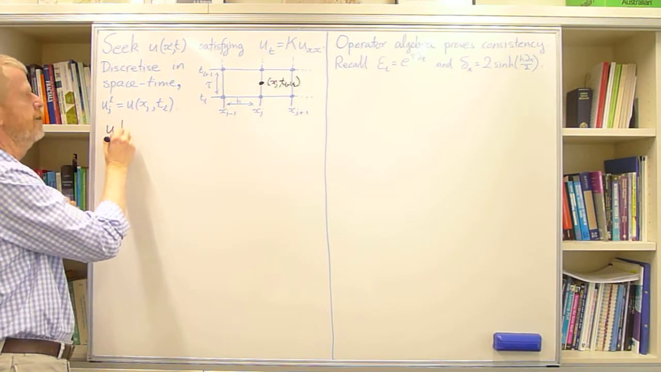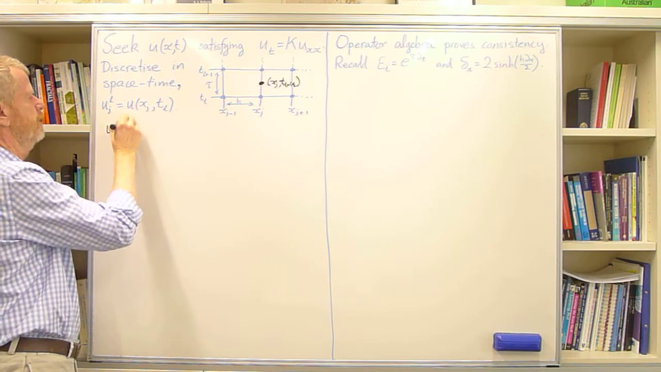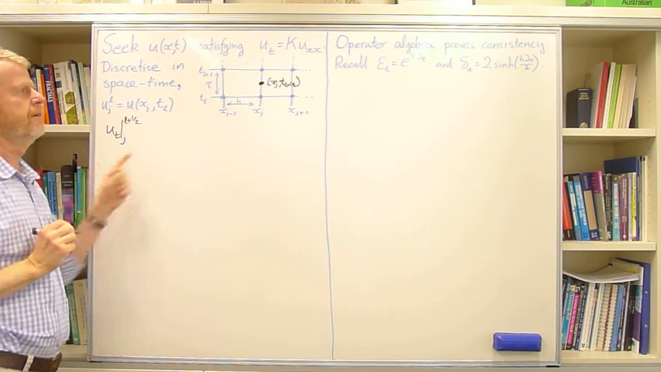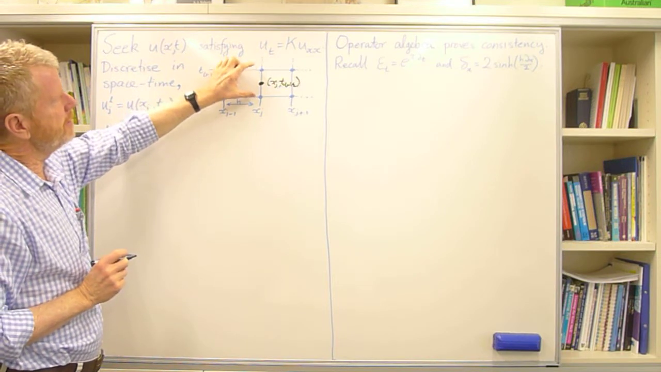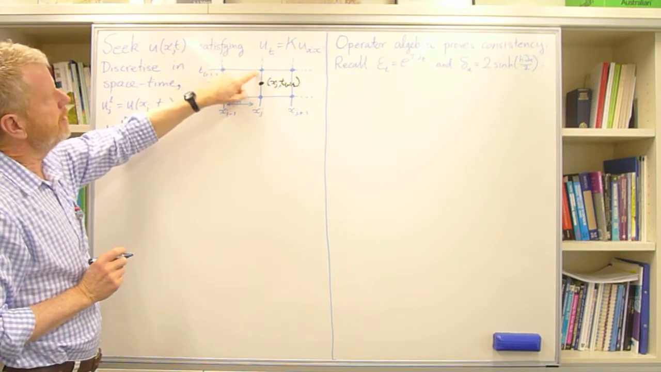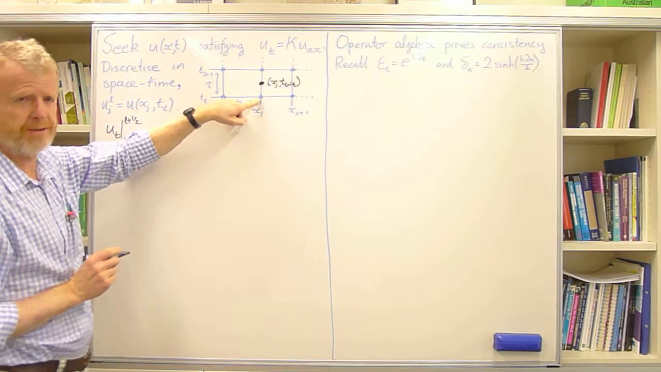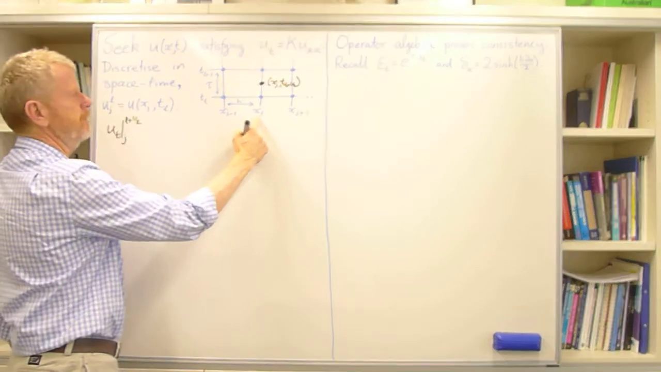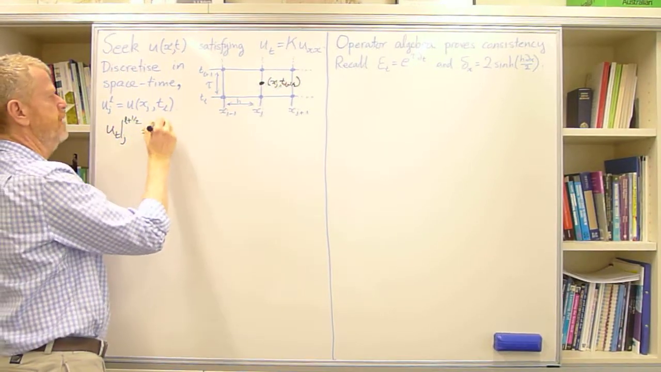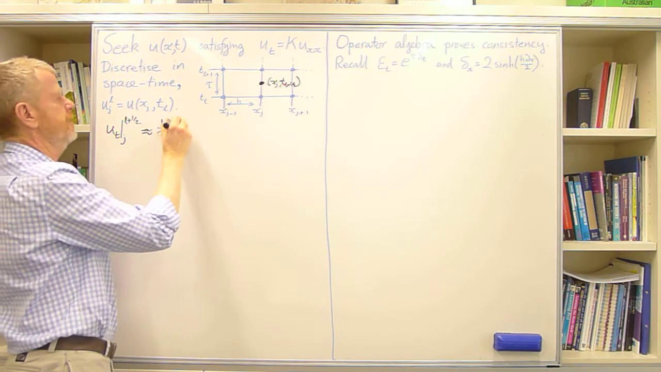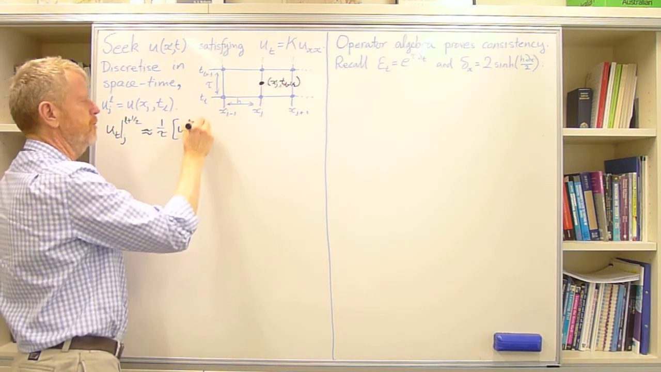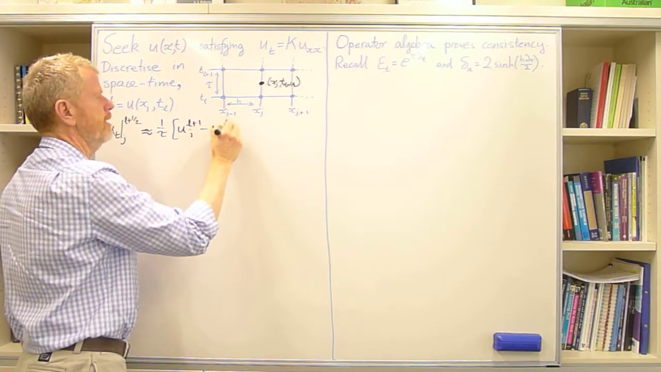the time derivative can be approximated by the difference in the grid values of u at time L plus 1 minus time L, both at position x_j. So it is approximately 1 over tau times u_j^(L+1) minus u_j^L.